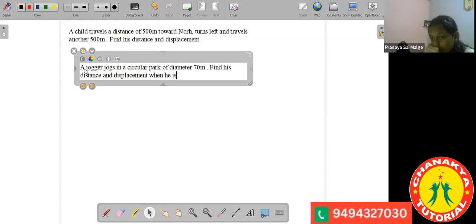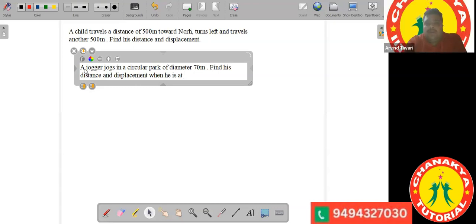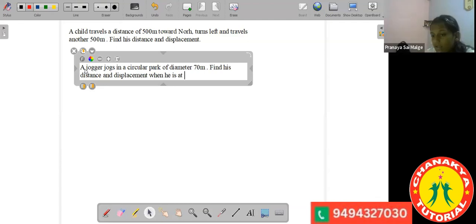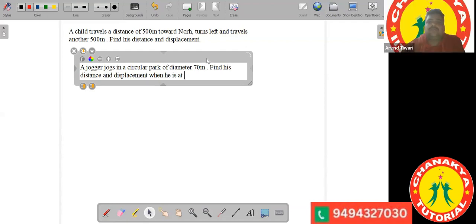Sir, he moves perpendicularly, right, towards the left from north. Yeah, perpendicularly. That's what it means. Turns left means perpendicular only. Okay, sir, I sent him my answer. Can you check it once? No, displacement is incorrect. Check it once. You need to do this.